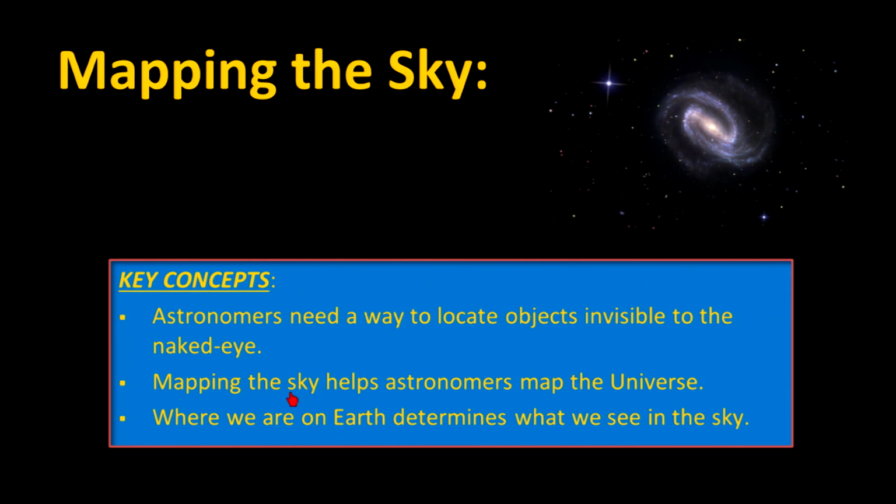The last thing we're going to see is that where you are on Earth is going to also determine what you see in the sky. There are things we can't see from the northern hemisphere, and there are things we can't see from the southern hemisphere. So let's go ahead and get started.